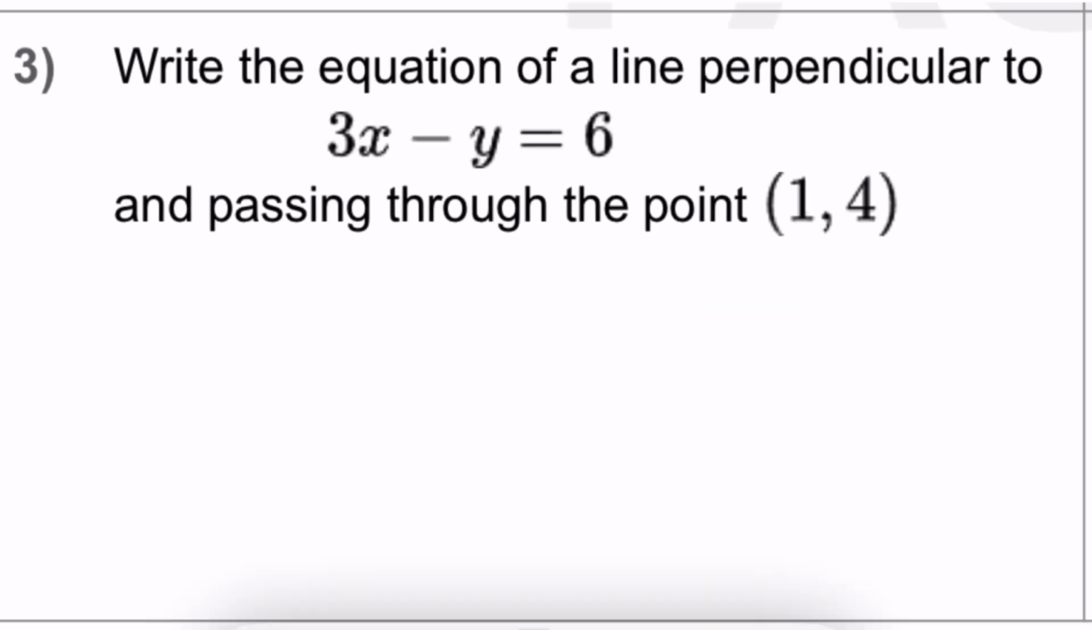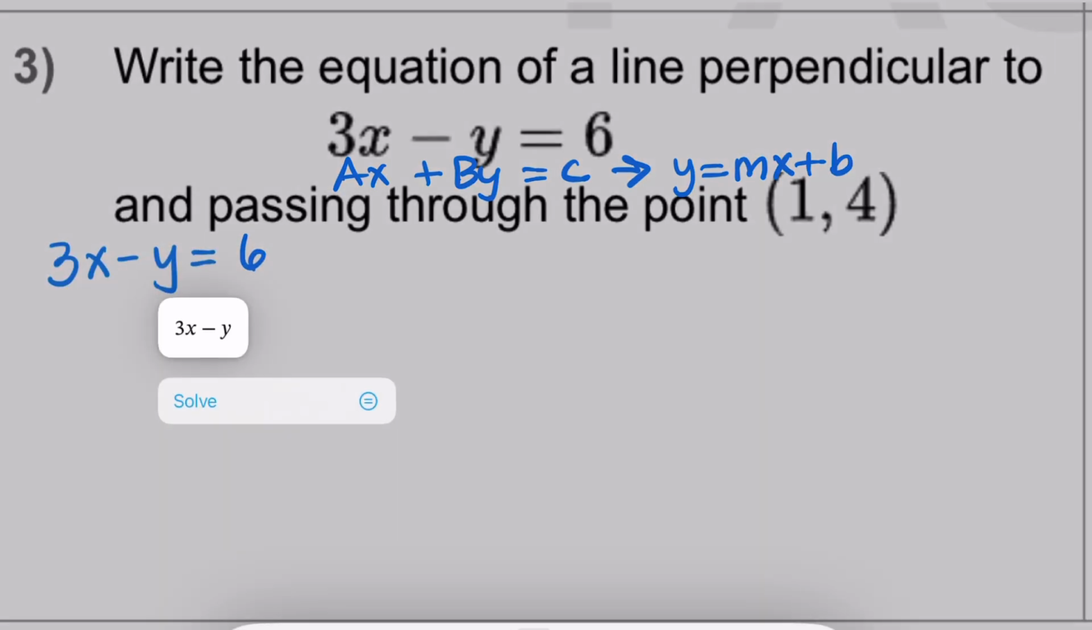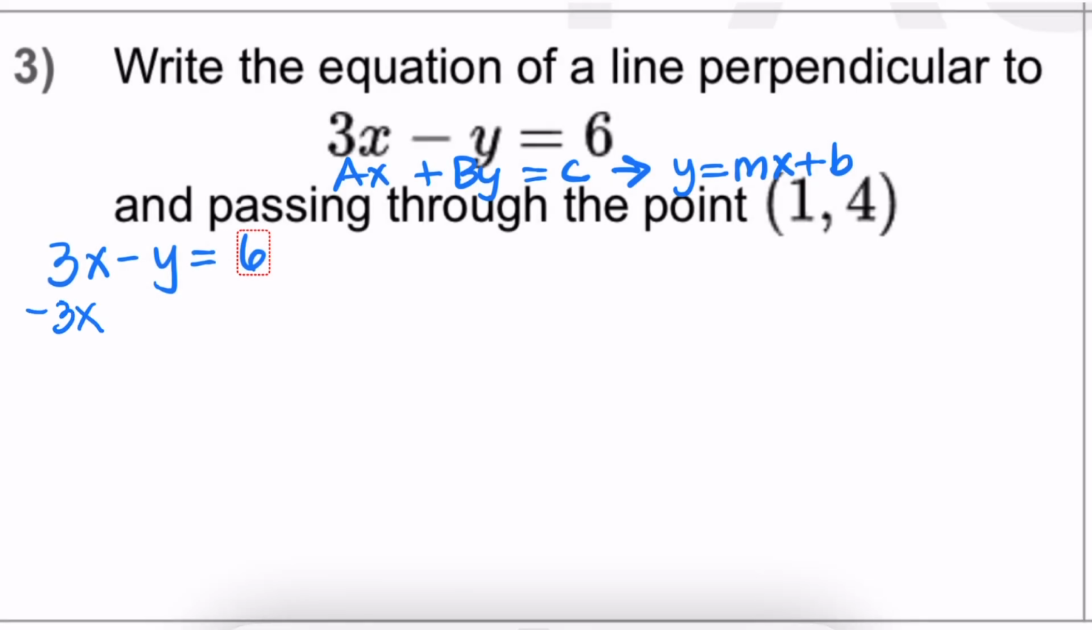For question 3, write the equation of a line perpendicular to 3x minus y equal to 6 and passing through point 1, 4. This equation is in standard form, and we need to change it to slope-intercept form. So let's solve for y. So we have 3x minus y equal to 6. Subtract 3x from both sides. And we get negative y is equal to negative 3x plus 6.